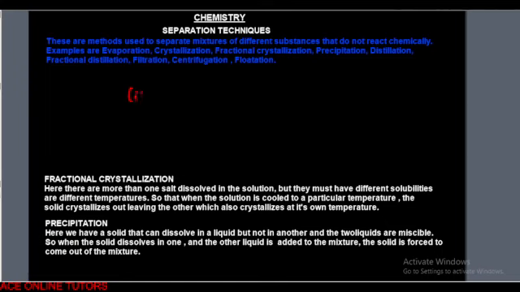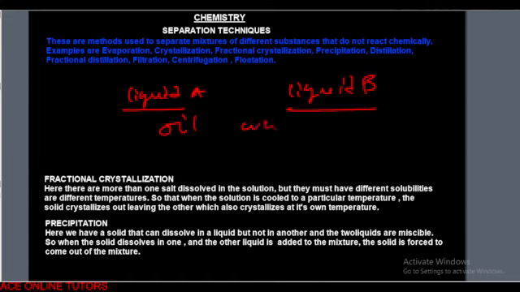Let's say we have liquid A and we have another liquid B. These two liquids can mix. These two liquids are miscible. What we mean by miscible is that you can pour A in B and they will mix together, not that they will stand separately.